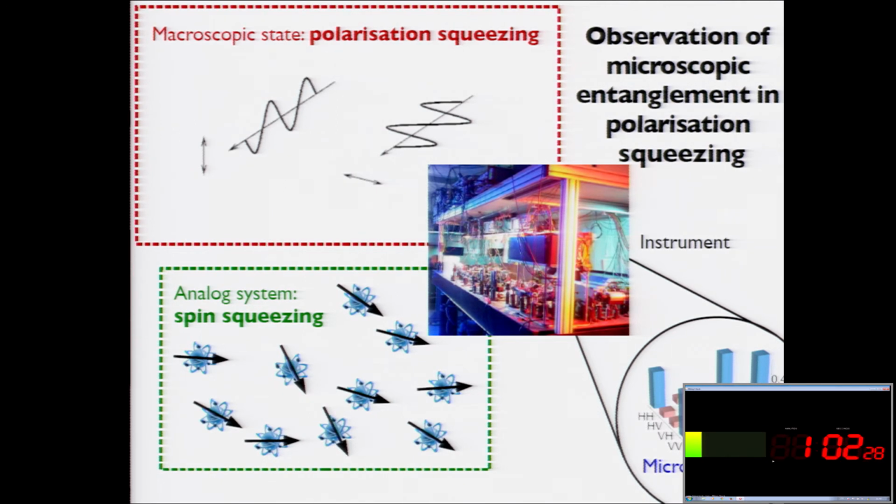Also, we can build an instrument, this is one image of the lab, that can look at the single elements of the state of light, which are the photons, and look at their microscopic correlations. And so we were able to see, at the end, directly for the first time, some microscopic entanglement in a global state like the squeezed state.